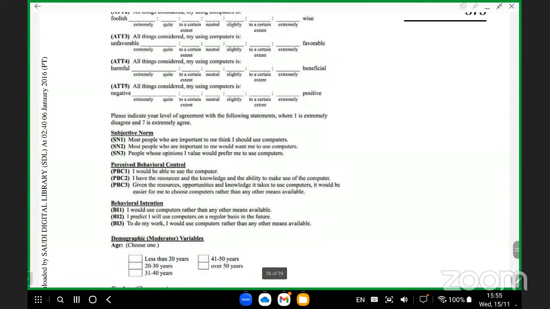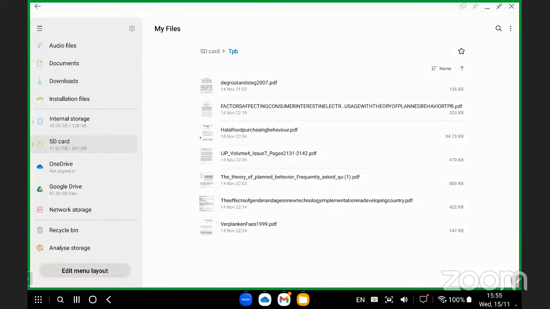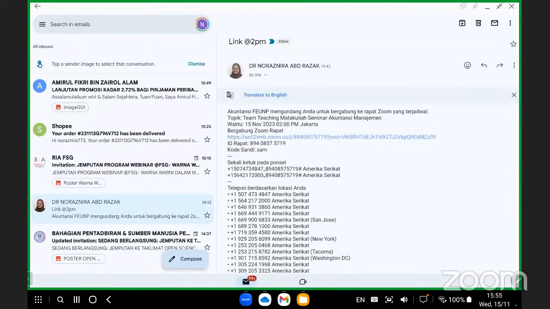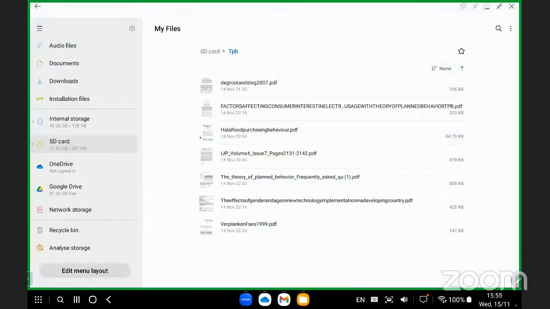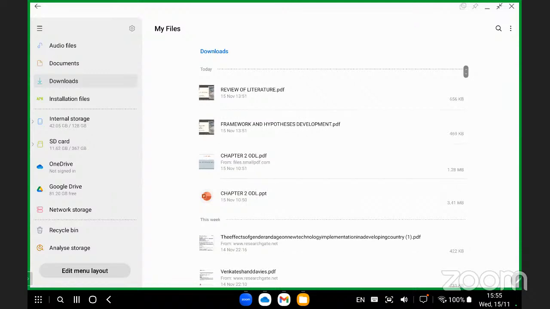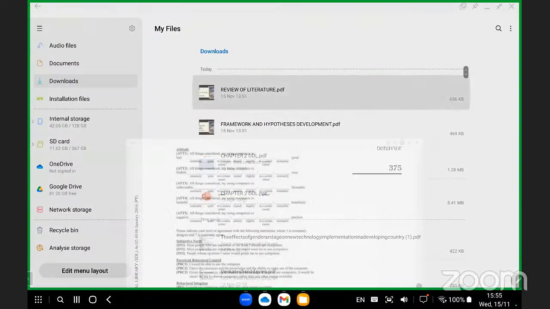Okay, so itu dia kalau untuk research framework itself. Saya ada sentuh-sentuh sikit tentang chapter 3 itu, tapi sikit-sikit saja. Okay. So sekarang saya rasa selamat kalau kita boleh bergerak kepada literature, review of literature, ya.